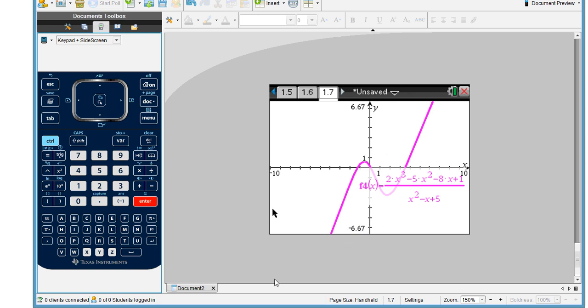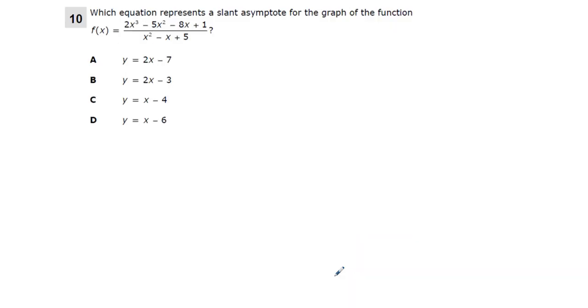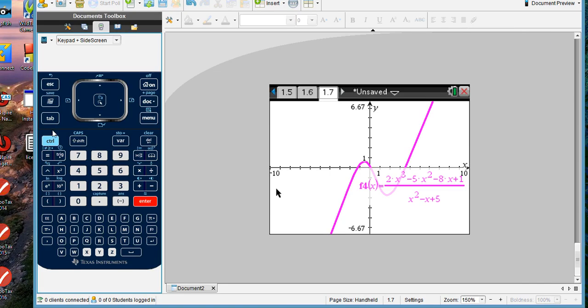So really, just looking at the answer choices, the only ones that to me look like they could be conceivably right answers are answer choices A and B. So we have 2x minus 7 and 2x minus 3. So I'm going to put tab. I'll put 2x minus 7. Enter that. There's 2x minus 7. I'm going to go and enter 2x minus 3.